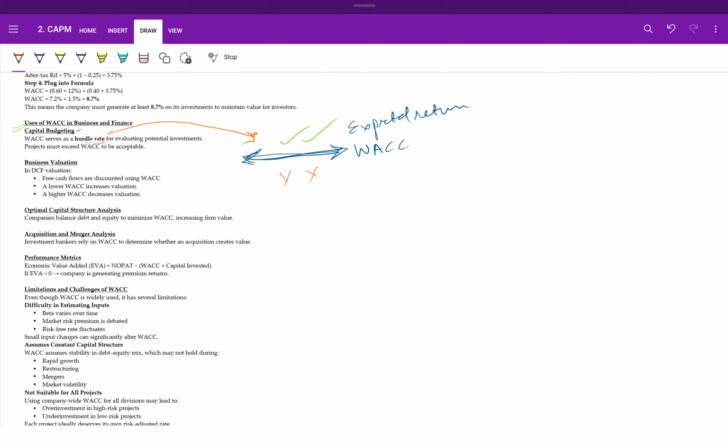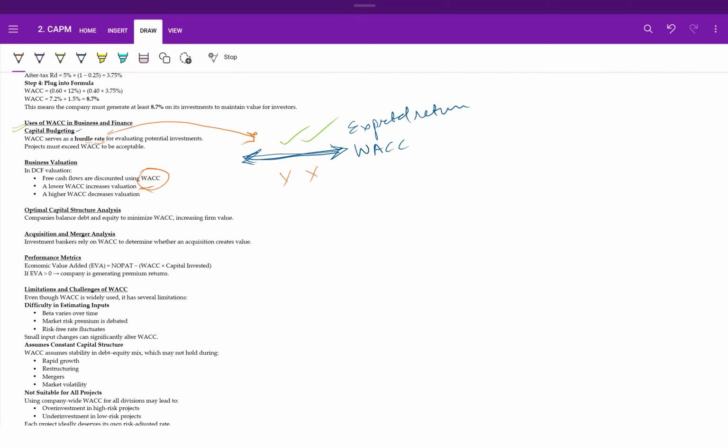In business valuations, weighted average cost of capital is used in DCF valuation, where the discounting rate is calculated using the weighted average cost of capital. When it is low, it increases the valuation because when we are discounting back from the future, we are discounting by a lesser rate. This means we actually have a greater numerator.